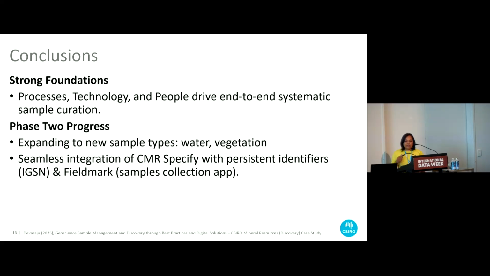Our next focus, the next phase of the project, which is phase 2, is that we are trying to bring in new samples, namely water and vegetation. We are also integrating the system into other services. For example, we have a field collection mobile app so that when people use the tablet to collect the samples, and then return to the office, we can sync that information back to the system. So that really can automate the data transfer and entry.